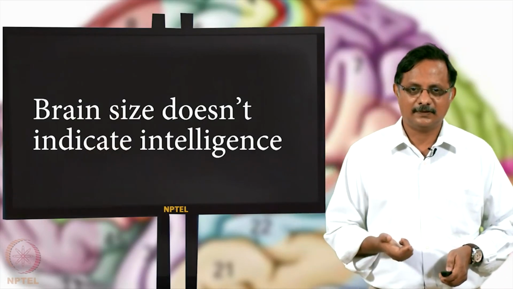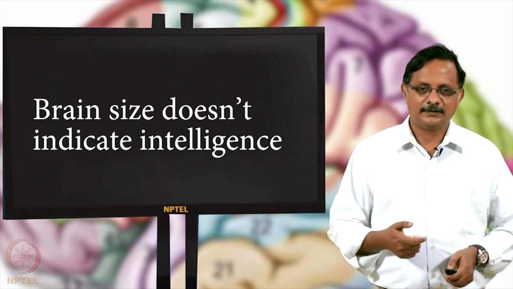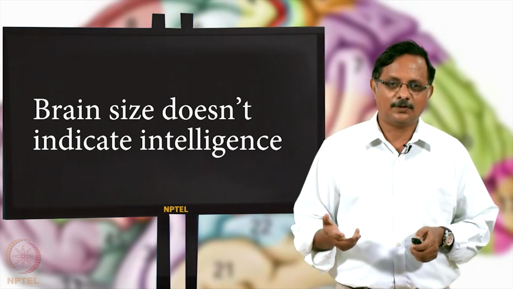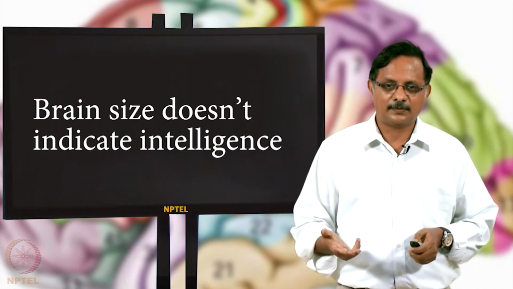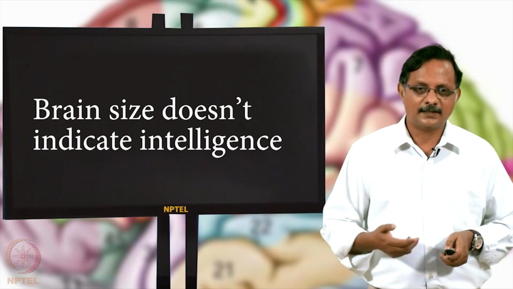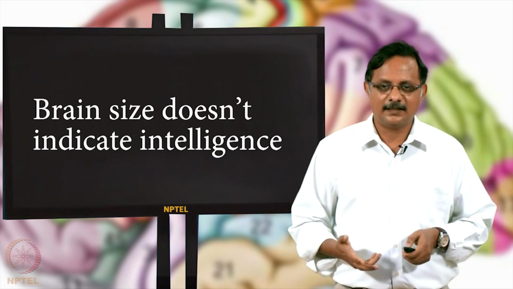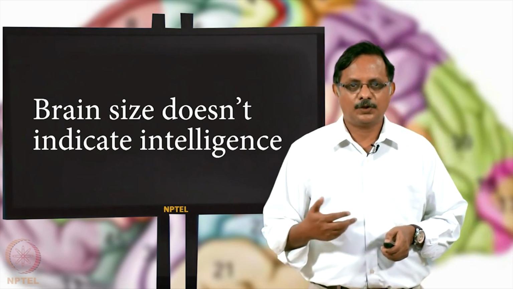Okay, so if you think that brain's intelligence is correlated with the brain's weight, it does not work very well, because we assume that humans are most intelligent, therefore we would expect us to have the largest brain, but that is not true, right? Elephants and whales have much larger brains than us. So, therefore, brain size does not indicate intelligence. Okay, then what do we do?